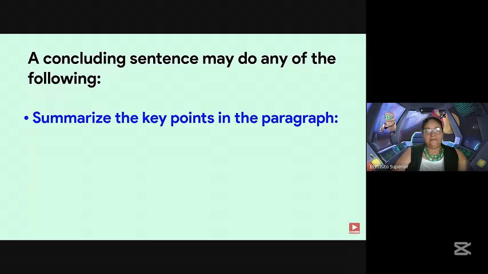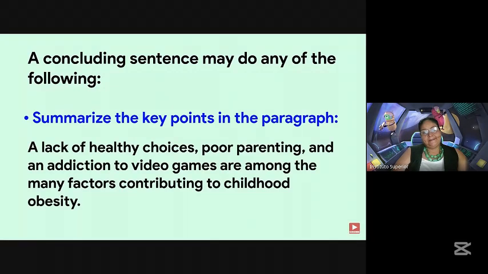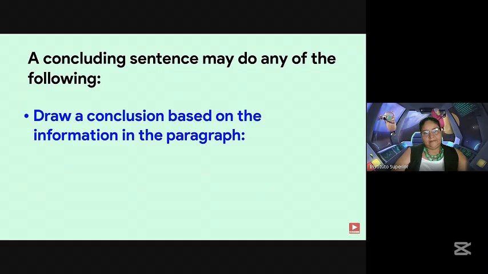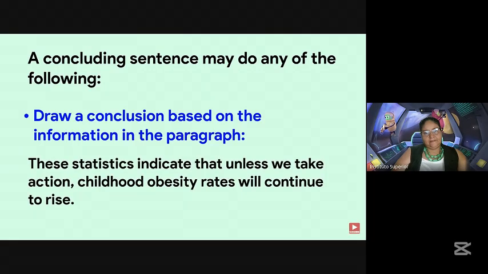Summarize the key points in the paragraph. For example, a lack of healthy choices, poor parenting, and an addiction to video games are among the many factors contributing to childhood obesity. Draw a conclusion based on the information in the paragraph. For instance, these statistics indicate that unless we take action, childhood obesity rates will continue to rise.